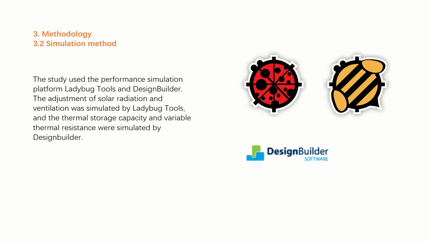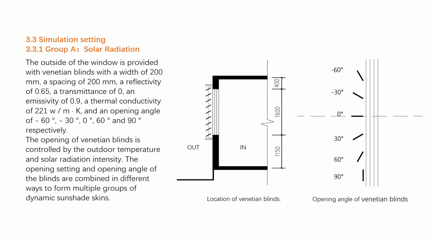Then, the performance simulation platforms, Ladybug tools and Design Builder, were used. According to the respective performance advantages of the two software, the adjustment of solar radiation and ventilation was simulated by Ladybug and Honeybee, and the thermal storage capacity and variable thermal resistance were simulated by Design Builder. In addition, we have also established relevant simulation settings.